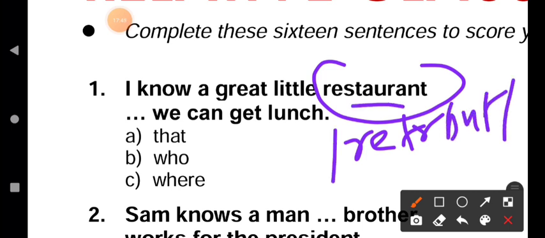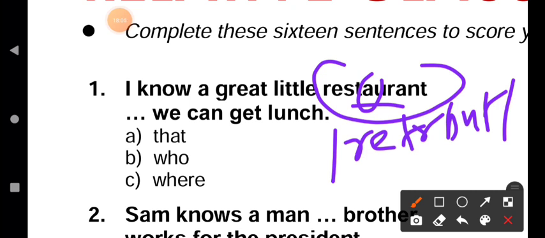It is a disyllabic word. Restaurant is a trisyllabic word. Restaurant is a correct pronunciation. Restaurant. This syllable is silent. I know a great little restaurant dash we can get lunch.